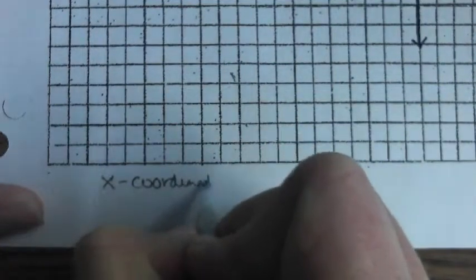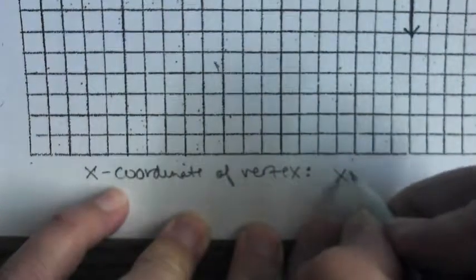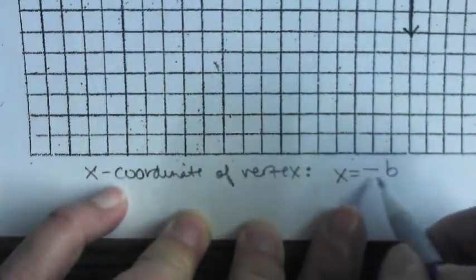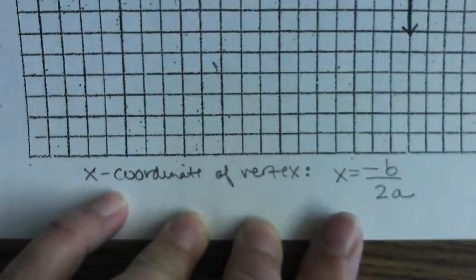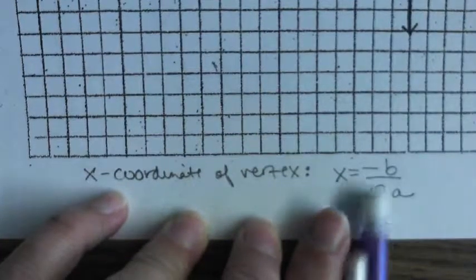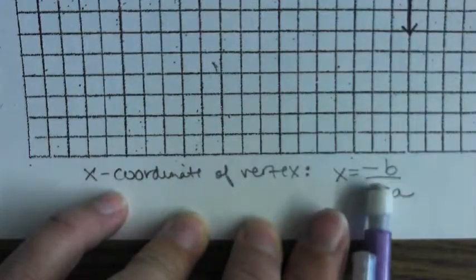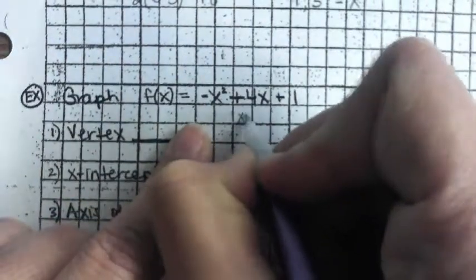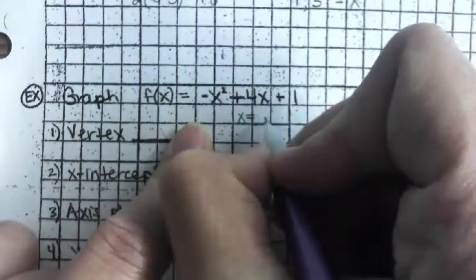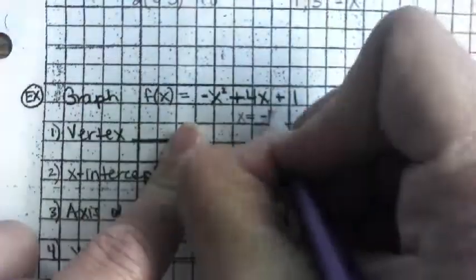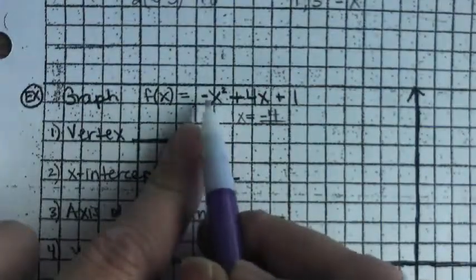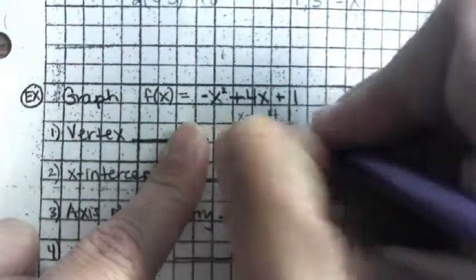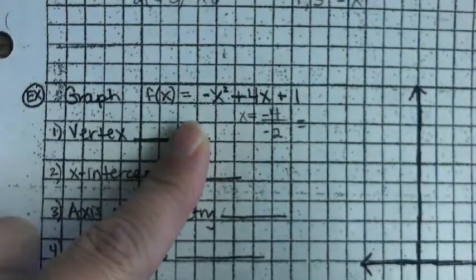X-coordinate of your vertex comes from negative b over 2a. If you do that real quick, that will always give you the x-coordinate of your vertex. So in this particular case, the x-coordinate is going to be negative b, which will be negative 4, over 2a, which 2a is negative 2 here, and negative 4 divided by negative 2 is 2.